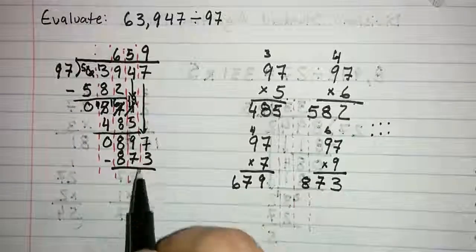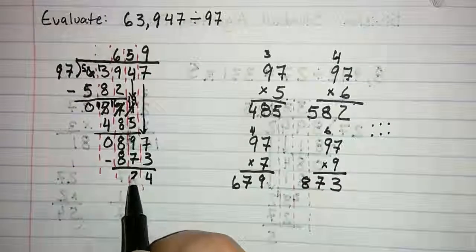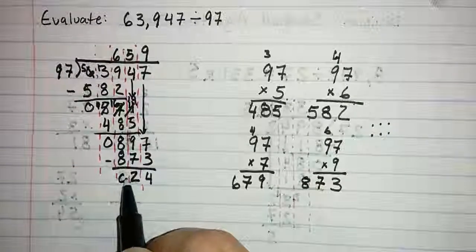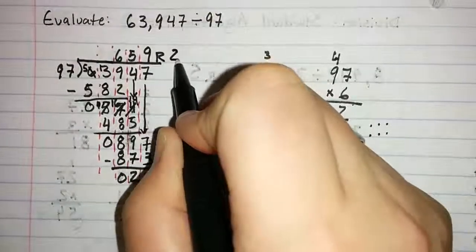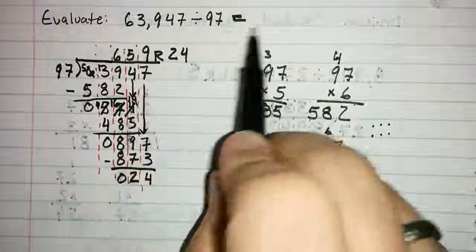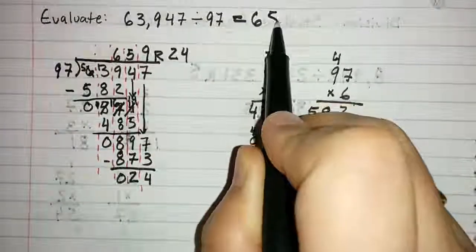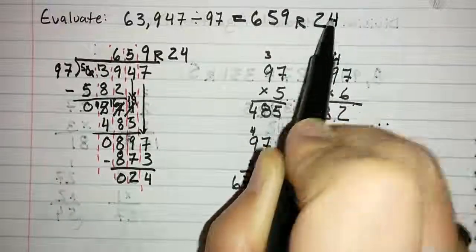Now I subtract. 7 minus 3 is 4. 9 minus 7 is 2. 8 minus 8 is 0. My remainder is 24. So in this problem I find the quotient is 659. The remainder is 24.